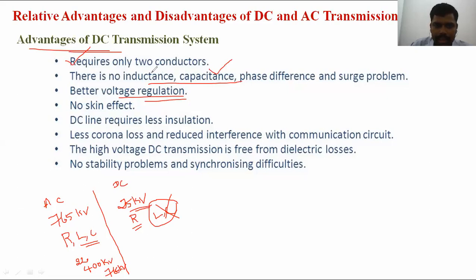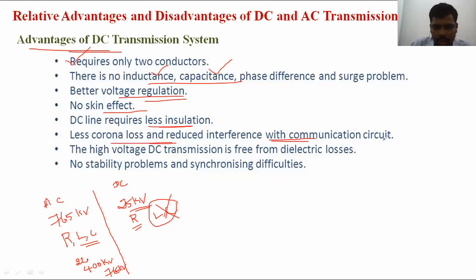Without the inductance and capacitance effect, the skin effect is also not there. Proximity effect is not there. And the line insulation requirement is very, very less. That is, losses are less. And communication interruption is also not available, and it is not affected by corona, and so on.